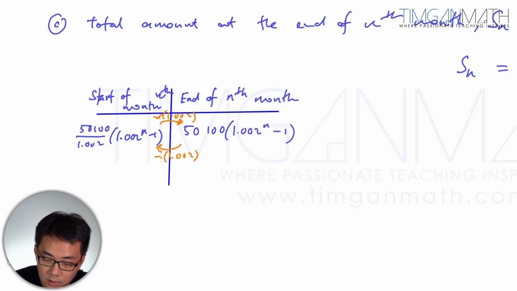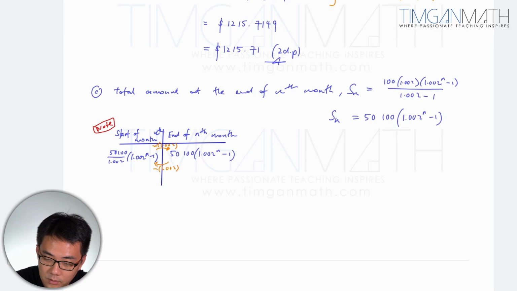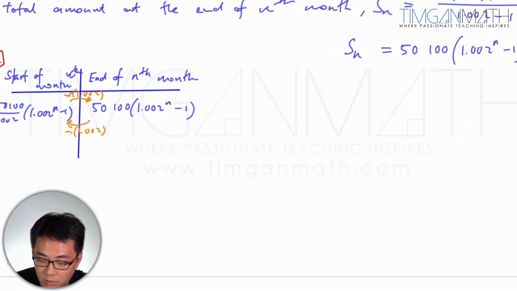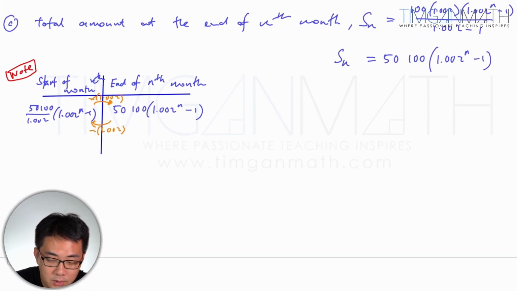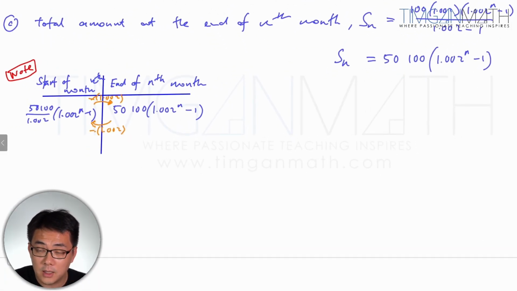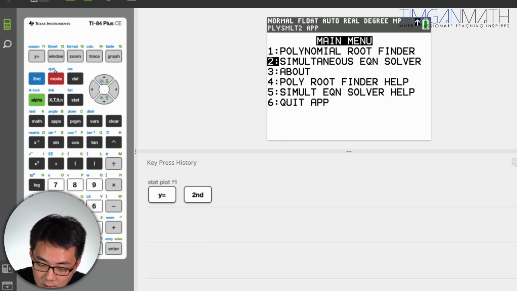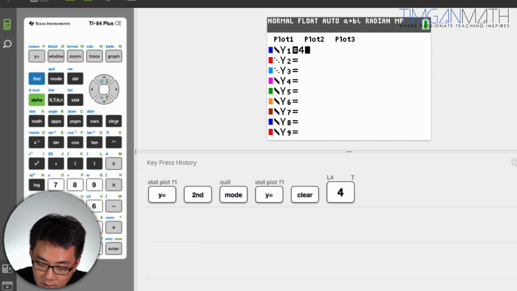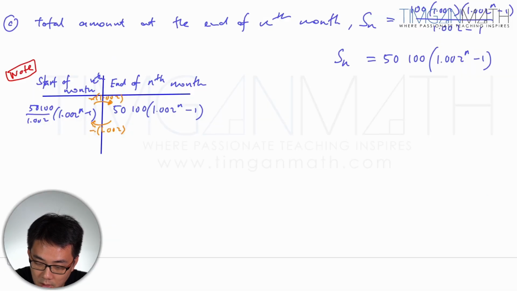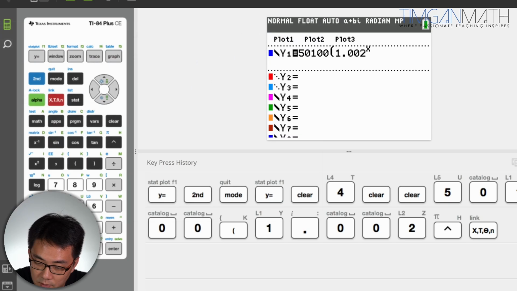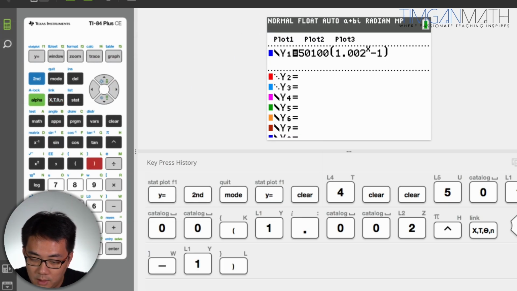This is just to note. Not really something which you should worry about. We just use our calculator, key in this amount here, and we want it to be more than 3,000, right? Just use the table function. So 50,100 times 1.002 to the power of x minus 1. Okay, there you go. Then the second table.